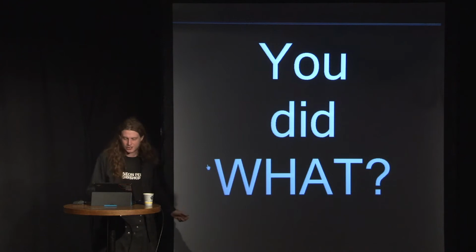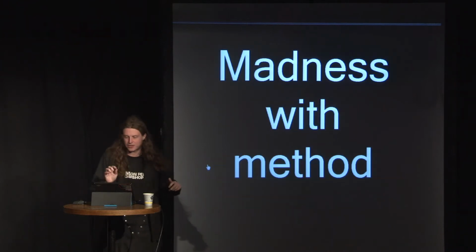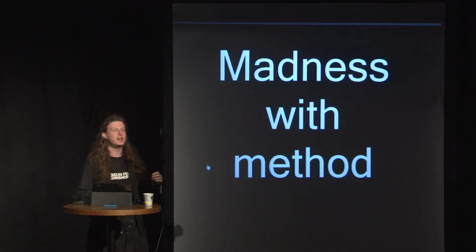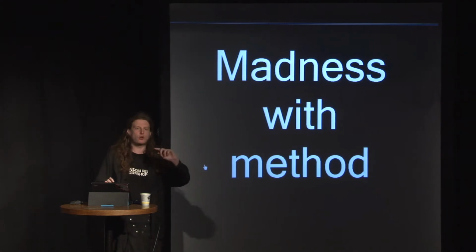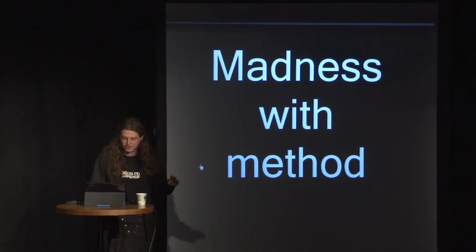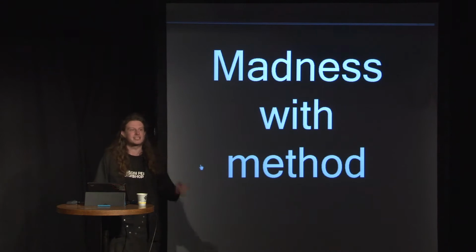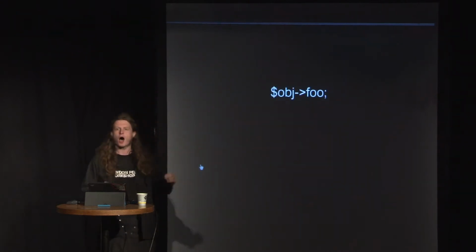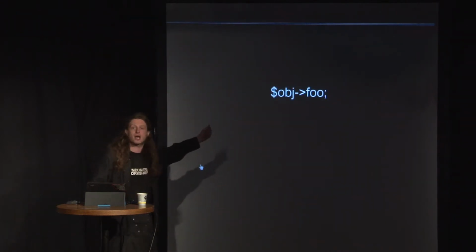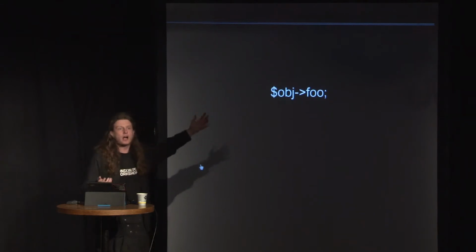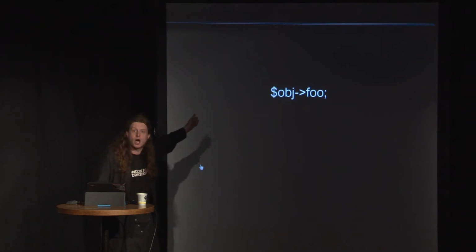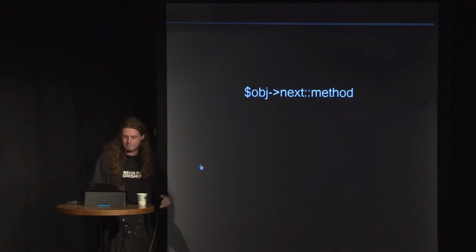Excellent. So this lightning talk is about various things I have done that involve madness with method calls. I did have a blog post called Madness with Methods years ago. Some of you may have read it. Don't worry, this is a different sort of crazy. Okay, so when you write code that does $obj->foo, that's looking up the method foo on the object and calling it. Nice and simple.